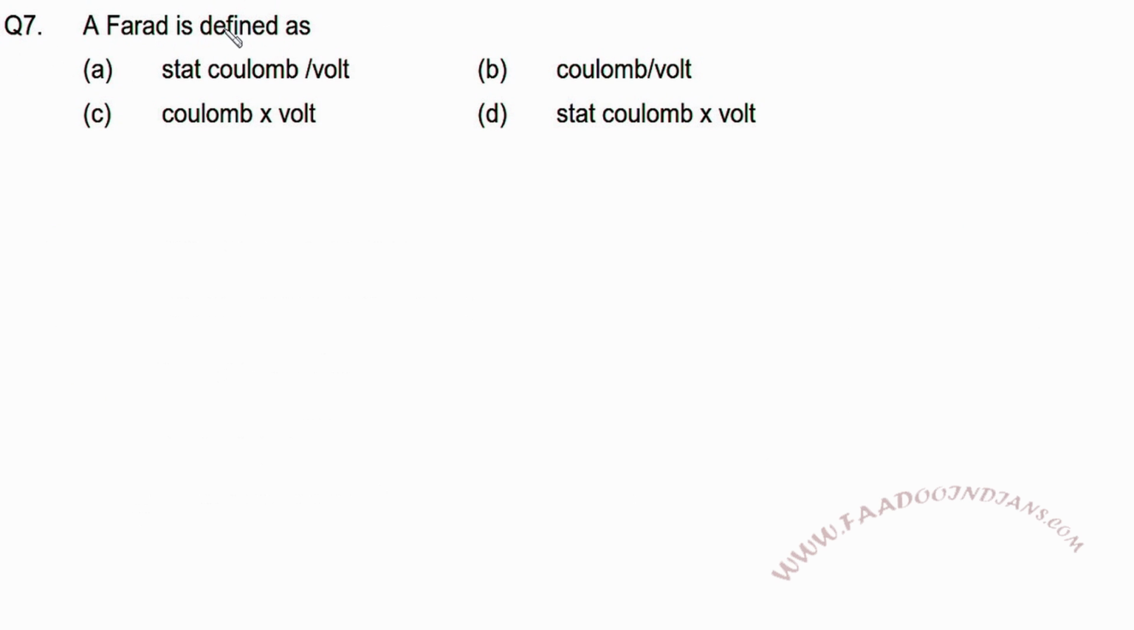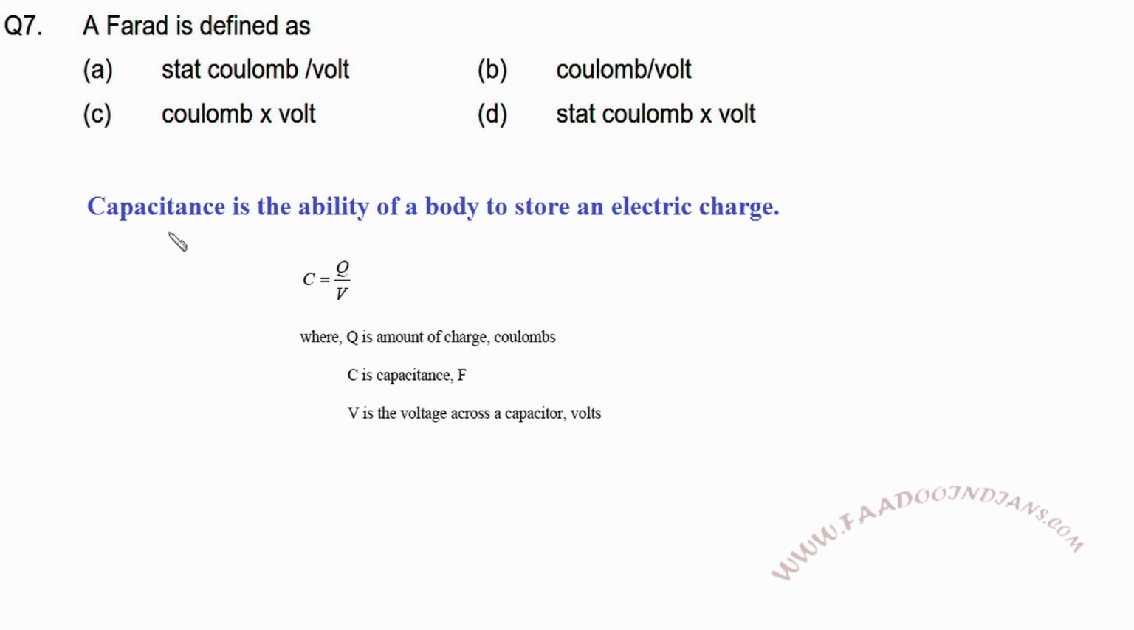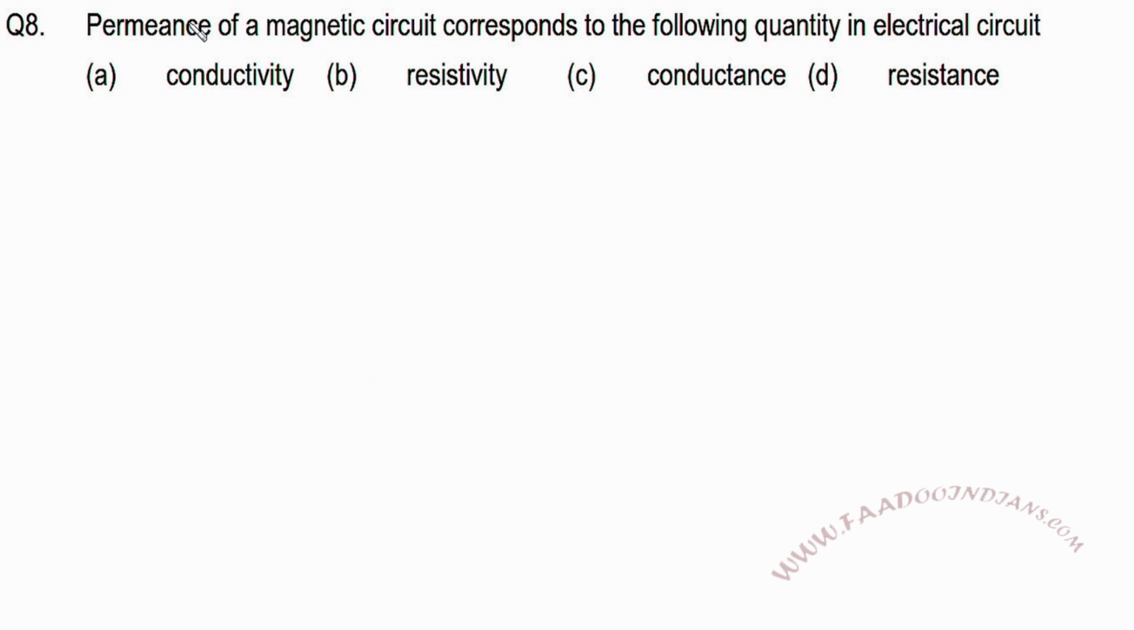Seventh, a farad is defined as: is it stat coulomb over volt, coulomb over volt, coulomb into volt, or stat coulomb into volt? So capacitance is the ability of a body to store an electric charge. So C is capacitance here, Q is the charge in coulombs, V is the voltage across a capacitor. So farad is equal to Q over V, that is coulomb over volt. B is the answer.